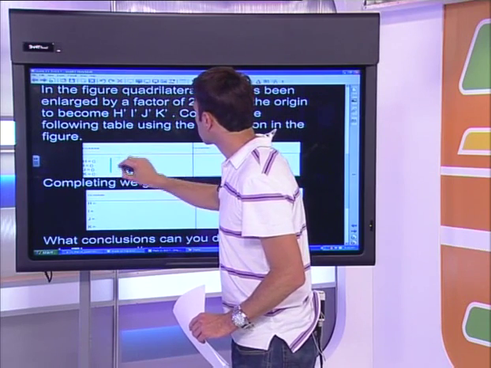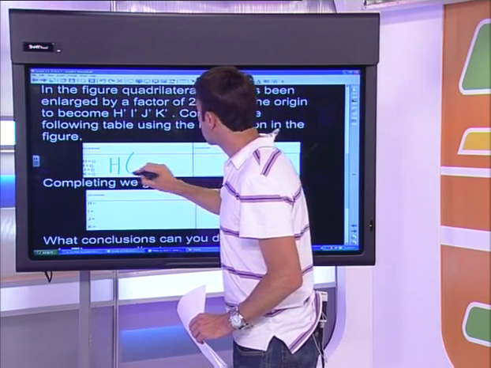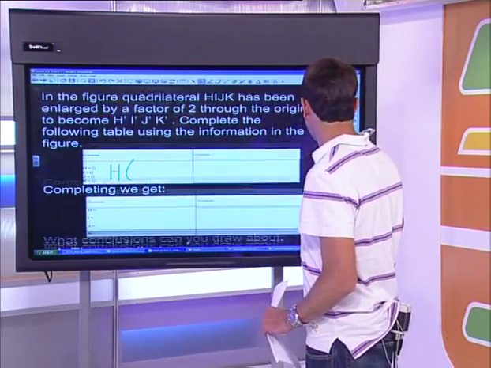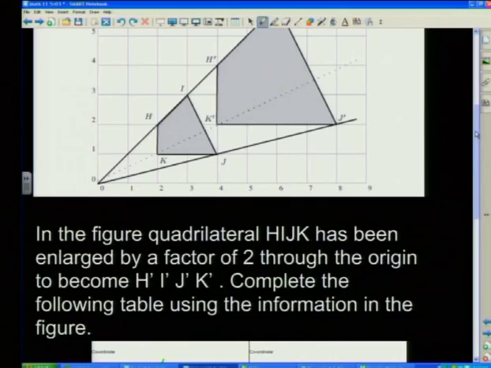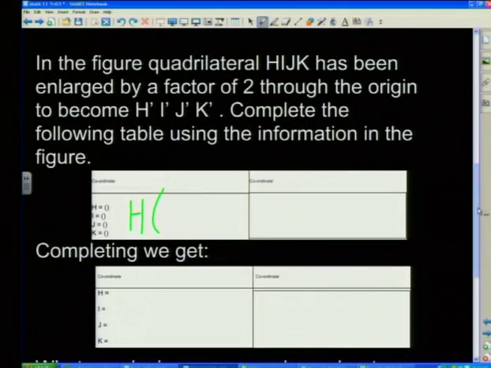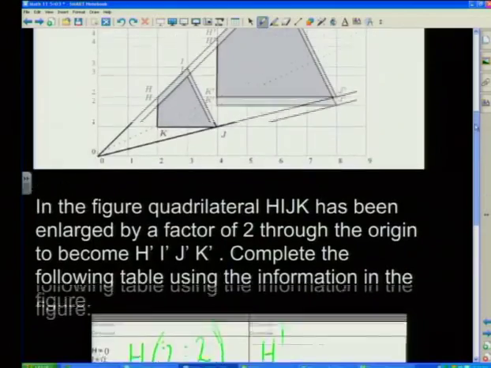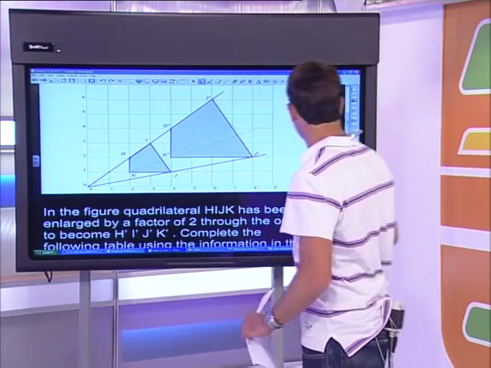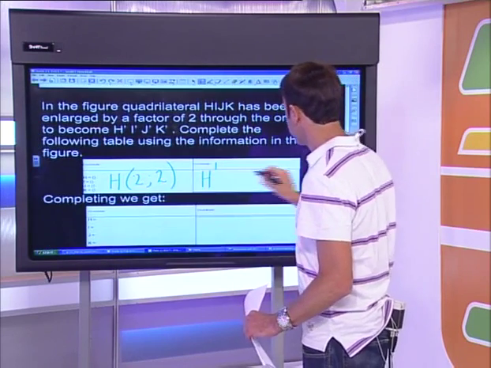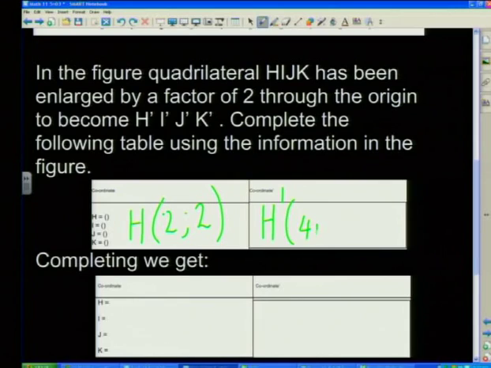What are the coordinates of the original H? It's 2, 2. So H is 2, 2. What is H prime? Let's read it off. H prime is 4, 4.